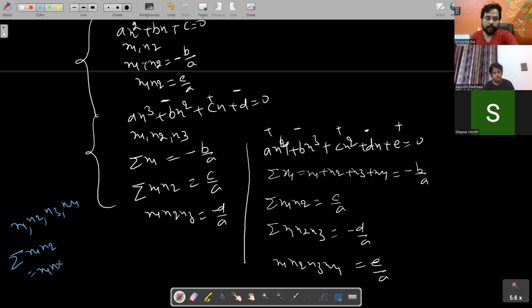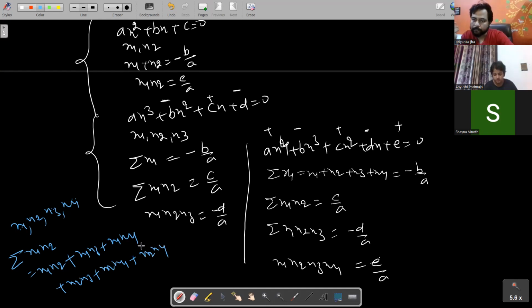So once you take x1, x2, plus then x1, x3, plus then x1, x4, then x2, x3, then x2, x4, and in the end x3, x4. So you have to take all the combinations of two objects. So why write this long? You can better write this way. Understood or not? Yes, sir. Note it down.